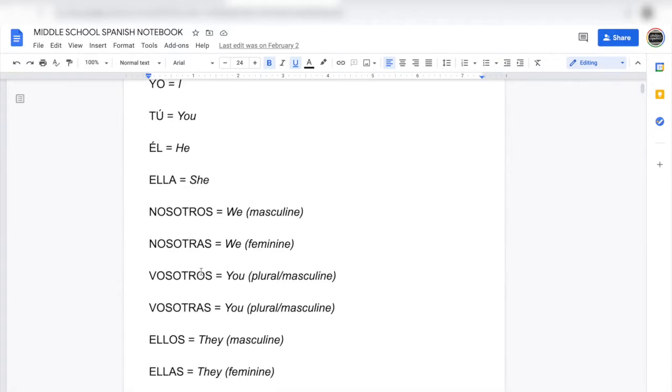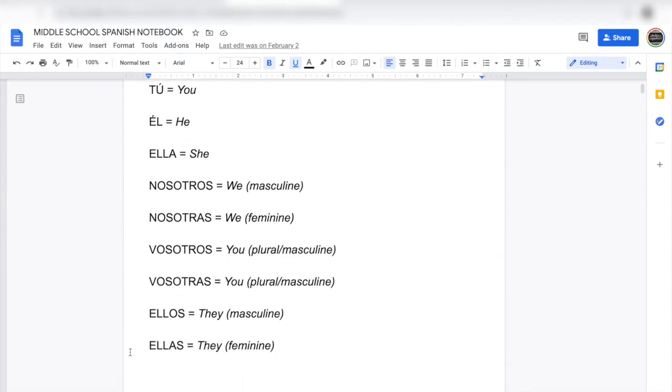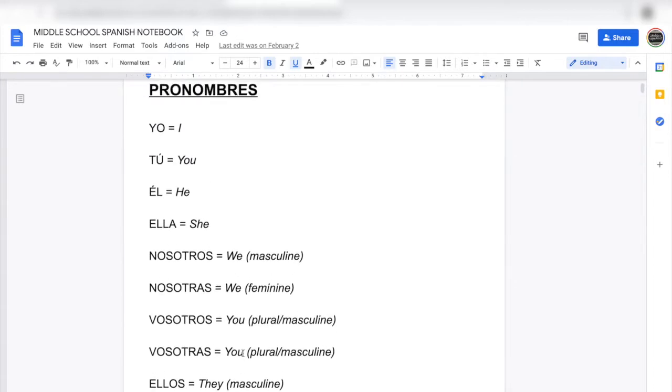This is in Spain, especially in Spain, not in South America, or vosotras. I teach it because my Spanish is from Spain, but probably this is the least important one to teach here in the US. And then ellos, ellas, they masculine, they feminine. This is the first document we have to share with, or give, our students.